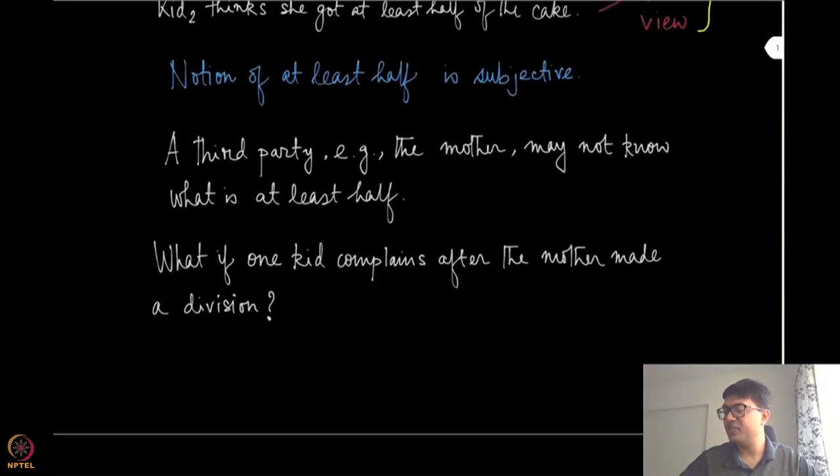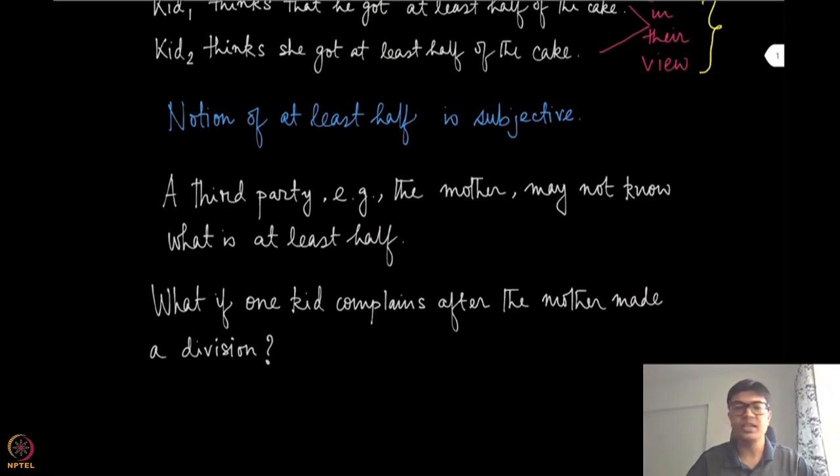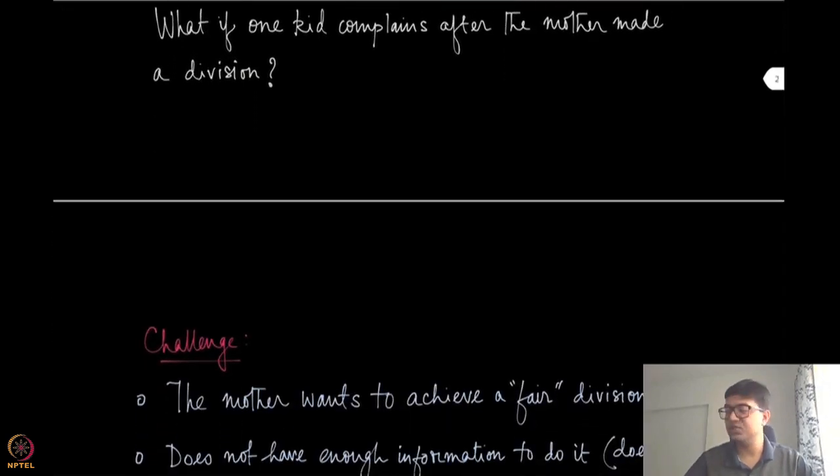Now, the question that we are going to ask in this context is, can you at all make this kind of a division envy-free, so that nobody envies each other's pieces? Now, this is a classical problem, a very age-old problem, and therefore it also has an age-old solution. So how does it work?